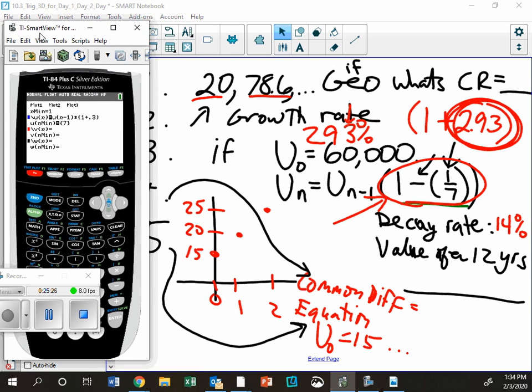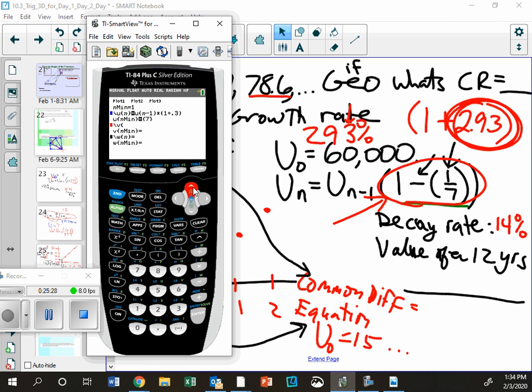And I'm going to try to do it quick. If I put this at 0, and I make this 1 minus parentheses 1 divided by 7 parentheses parentheses. That's the smart way. That way I haven't even ever had to round it. And then I started with a $60,000 car.